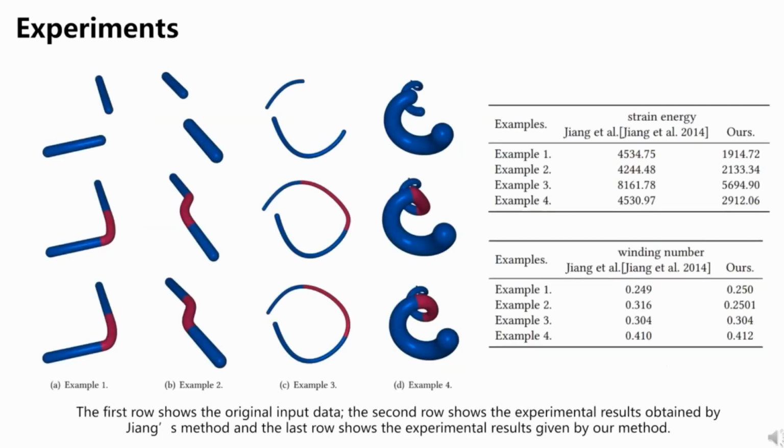In the second experiment, we compared our method with the previous method on more complex samples. We can see that our method has a clear advantage in terms of the strain energy, and the results are more natural in terms of the perception of the specific samples. In terms of the winding number, the advantage of our method is not obvious, which may lie in the sample, probably due to the smaller angular torsion of the sample.